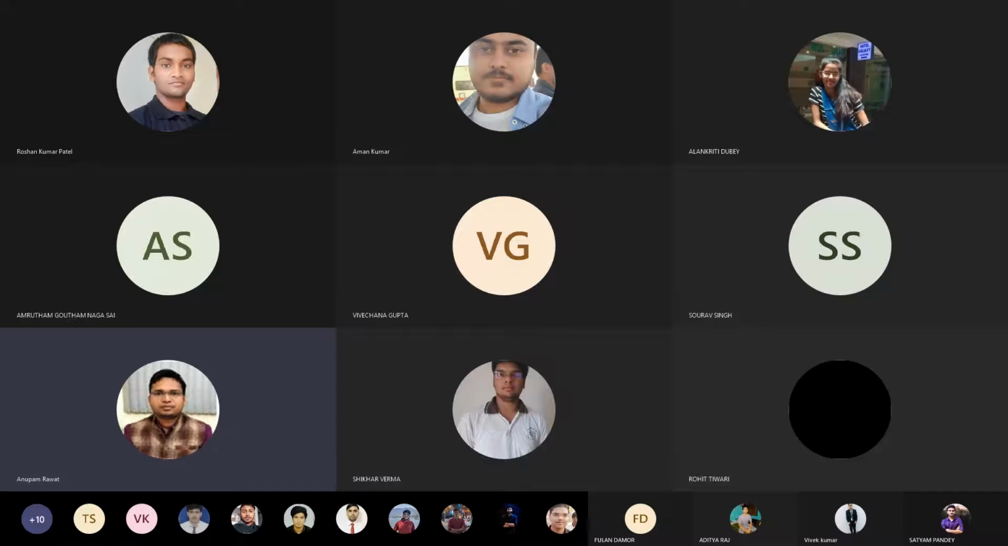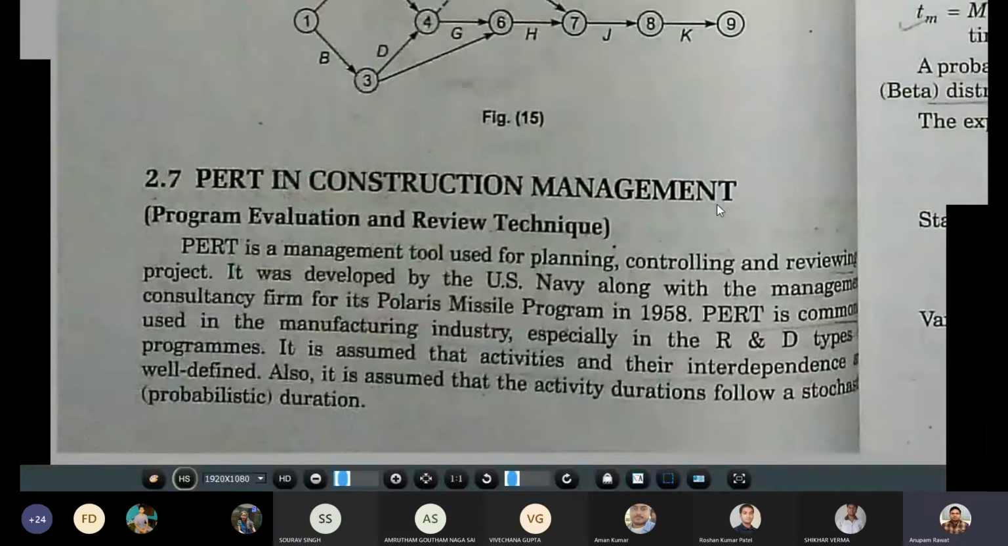So let us start today's class. Till last time, we have gone through how we can use the network technique. In continuation of that, today we will see how we can use the PERT method. PERT is basically the Program Evaluation and Review Technique.